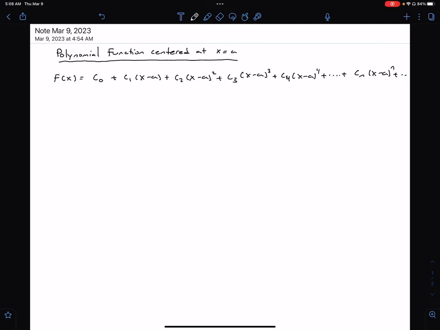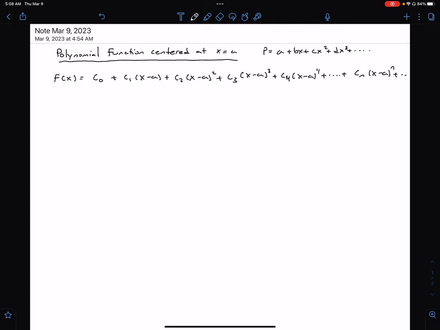Hi, welcome back. Suppose we're given the following polynomial function centered at x equals a. In Algebra 2, we learned how to write a polynomial function. You might remember that a polynomial function could be written as a plus bx plus cx squared plus dx cubed, and so on and so forth.